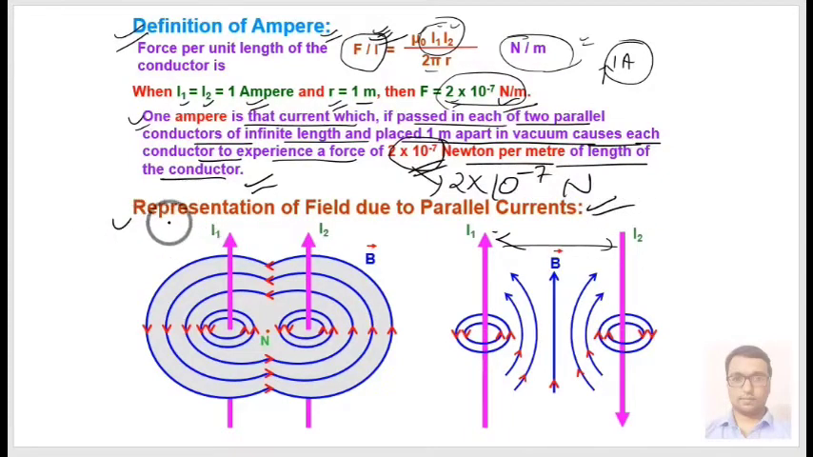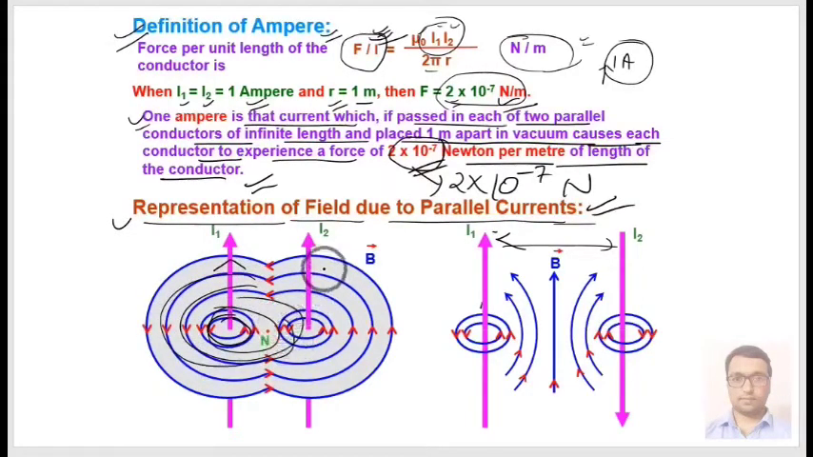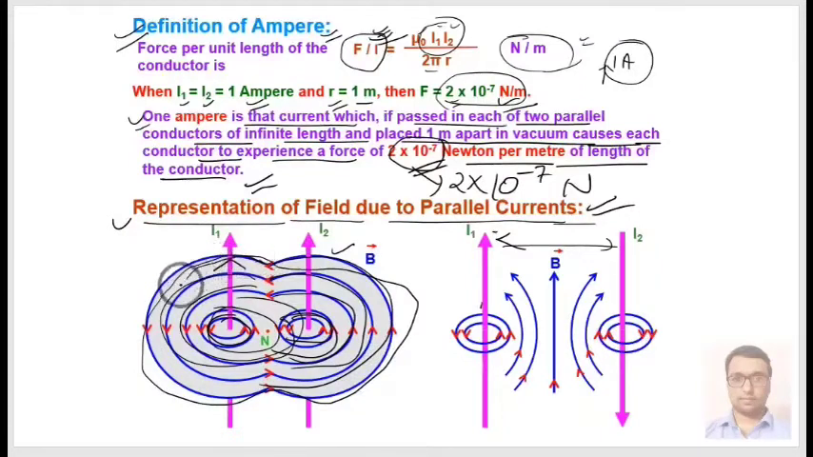Now next we have how to represent the magnetic field due to parallel currents. Suppose in wire number 1 the current is flowing in this direction; due to this wire the magnetic field lines will be in a closed loop, and due to the second wire the magnetic field lines will be like this. If we combine both, means we are talking about the combined magnetic field, we will get this shape, which will represent your magnetic field.